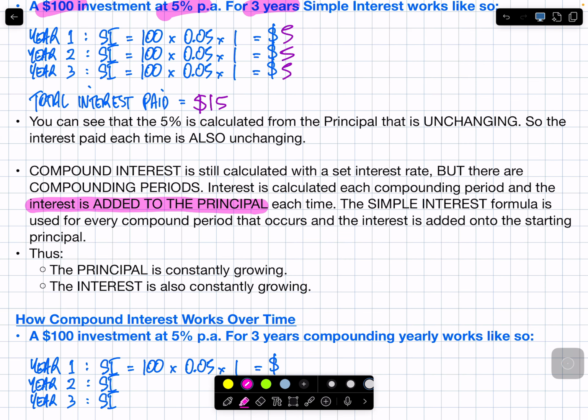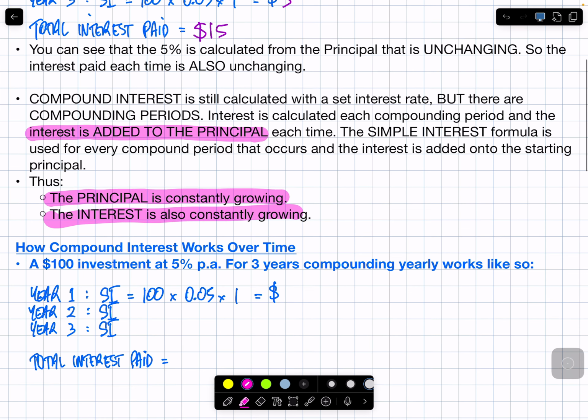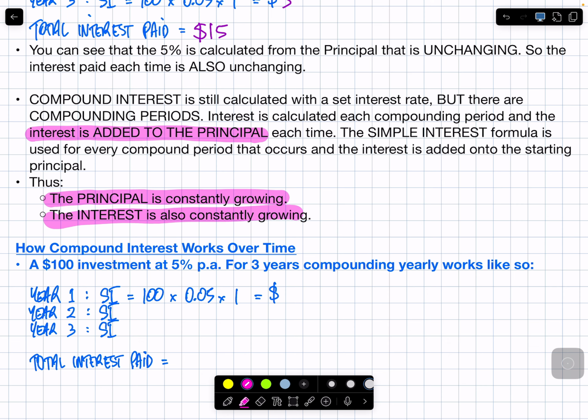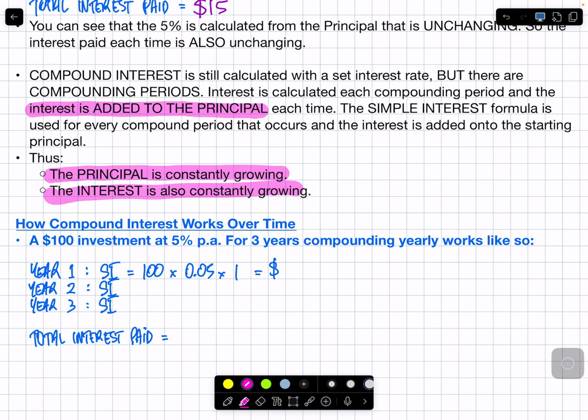So what do we have? The principal is constantly growing. The interest is also constantly growing. So compound interest, how does it work over time? The first calculation is exactly the same. But what's different? That $5 doesn't just go into your pocket anymore. That $5 adds on to this.